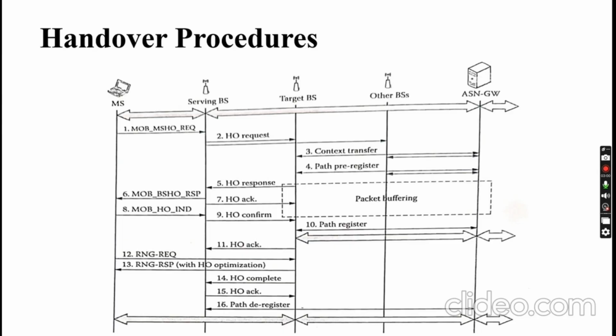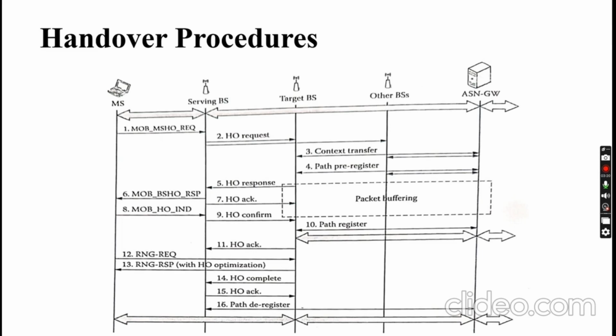With this, the handover process is successfully completed, and the call is moved from the serving base station to the target base station, which is happening inside one single gateway. Hence, it is called ASN controlled or ASN anchored mobility.